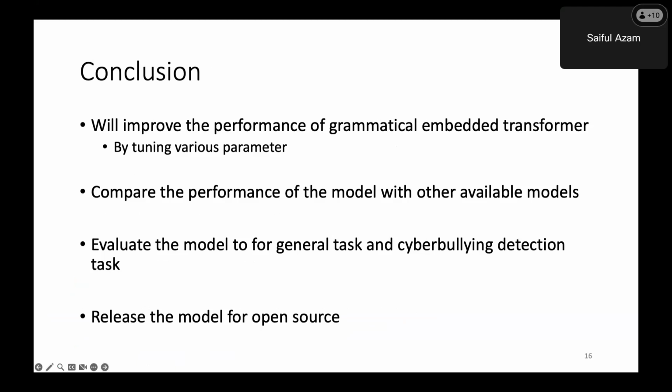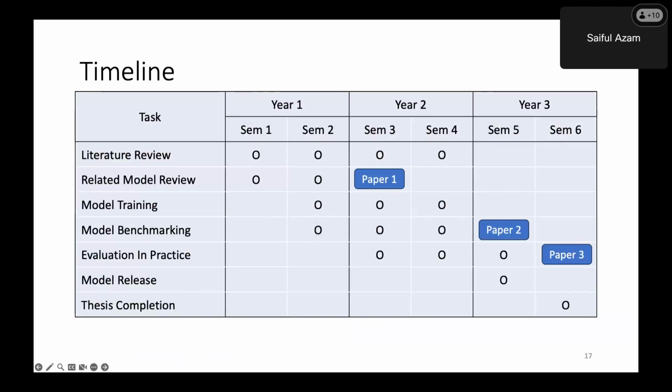So in conclusion, across my PhD course, I will be improving the performance of grammatical embedding transformers by tuning various parameters, comparing the performance of the model with other available models, evaluating the models with general tasks and cyberbullying detection tasks, and hopefully, if everything goes well, releasing the model as open source. To further realize the research plan, I have created this table to show the timeline for my PhD course. It will start from literature reviews and run until the thesis completion.